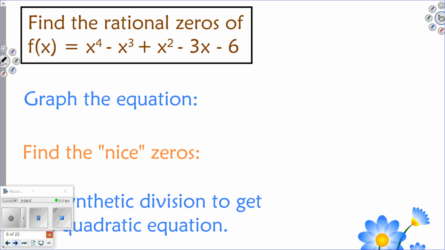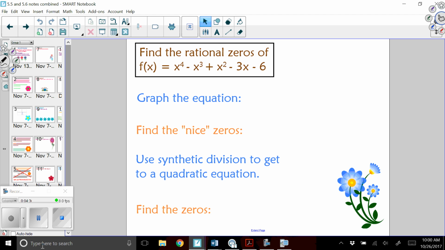Find the rational zeros of that problem. Now, normally if I give you something and I ask you to solve it, your first go-to is to factor it. How many terms are in that problem, though? There's 5. We don't know how to factor something with 5 terms. So we can't factor. That's not an option. Okay, so what we need to do is graph it. Let's go ahead and graph this equation.